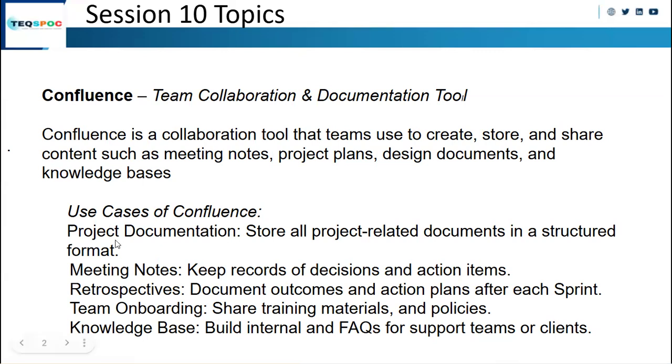The use of Confluence is project documentation. First, it is used for project documentation. We store all the project-related documentation in a structured format. Then meeting notes keep the record of decisions and action items. Whatever your meeting discussion and action items are, you can write them in the form of meeting notes inside Confluence. Then retrospective is a Scrum meeting, and that documentation you will write inside Confluence.